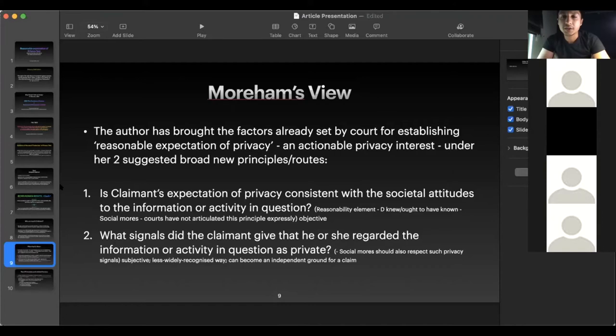What kind of actions are those? For example, if there's a sexually intimate activity going on, the whole society considers that it is a private act, and one should be given privacy in that matter. And there are certain categories.